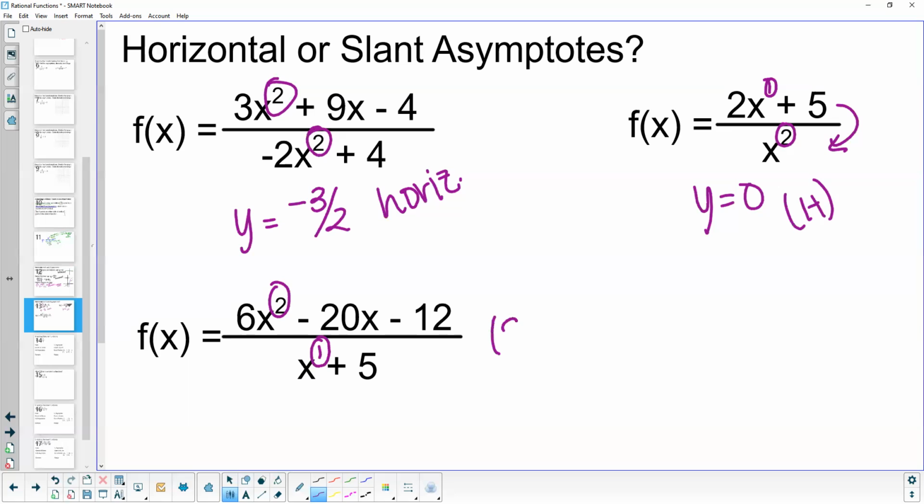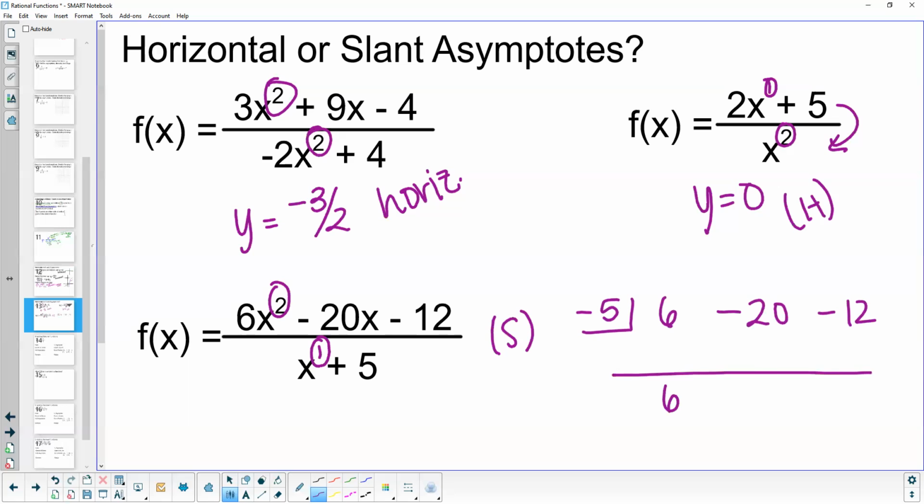This one means that we are going to have a slant or an oblique asymptote. And what we have to do is divide these polynomials. Now, because I have an x plus 5 on the bottom, I kind of have two options. I can either do synthetic division. So remember, we switch the signs, 6, negative 20, negative 12.